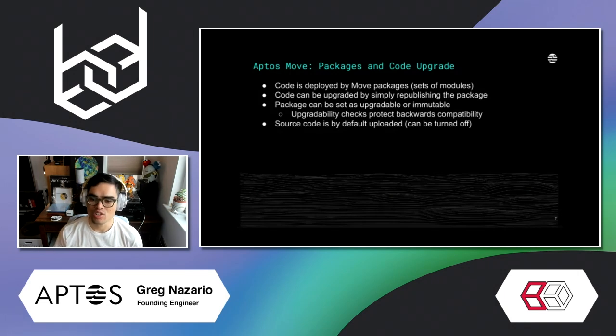That's how I transition into talking about our code upgrade system. So on Aptos Move, code is published via packages, which are collections of modules and contracts. They can be simply upgraded by just republishing the contract over and over again. So if you decide that you wanted to change something or you found a bug, you can simply upgrade the contract. That comes with some compatibility rules to prevent you from deploying something that might break another contract.